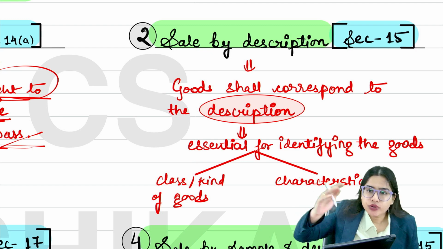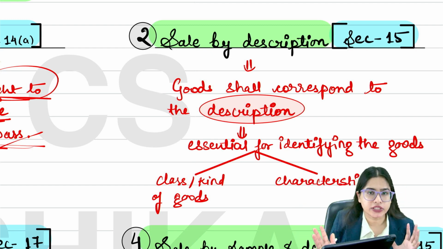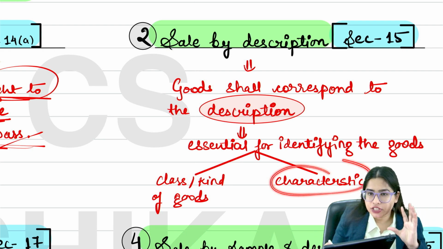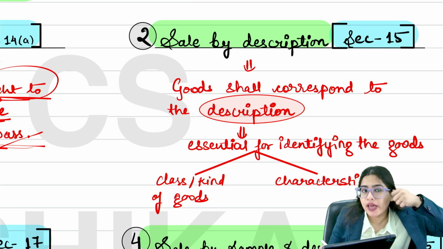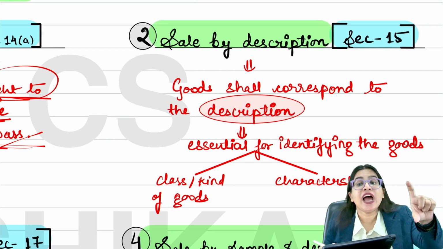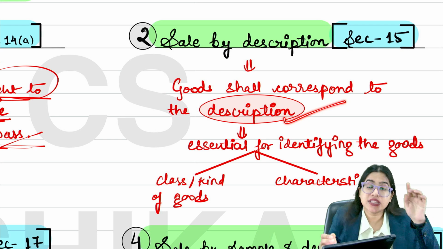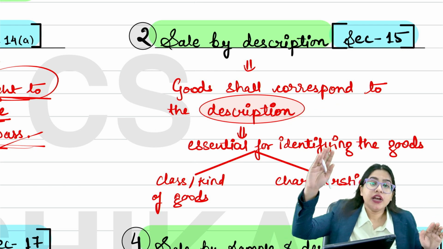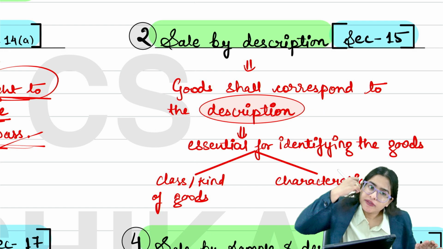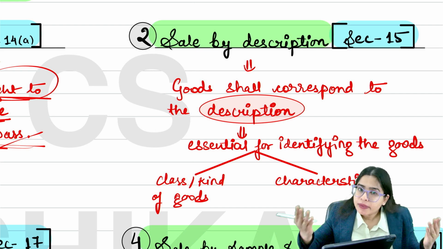And don't you think it is now an implied condition that if I'm describing the product, I'm describing the characteristics of the product. That cream which we apply on the face, I'm describing the characteristics of the product. Then he has to give me the same goods. Those goods should correspond to the same description. This is an implied condition. He has to give me a cream which we apply on the face.